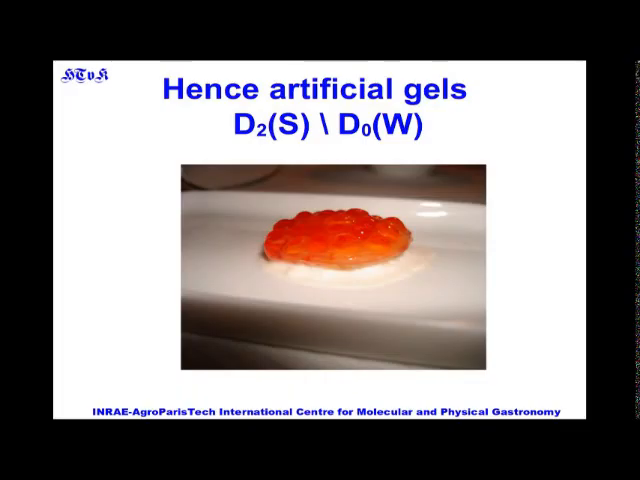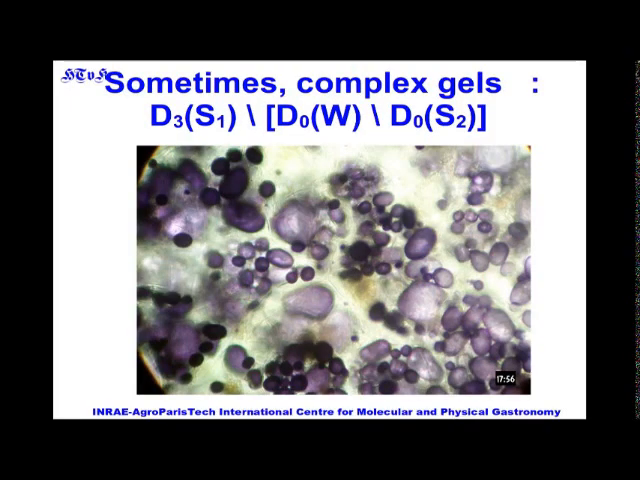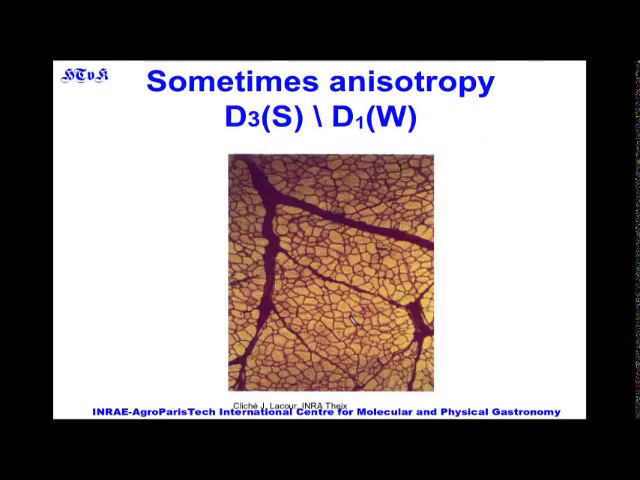Of course, you can turn it into an artificial gel. This is the same kind of formula. I did not make a D3 but a D2, but imagine that there were more layers, it would be a D3. And they are alginate spheres full of liquid, orange juice, made into a gel. Okay, sometimes it's more complex. Here is the formula. Sometimes there is anisotropy. Anisotropy means it is not the same in all directions.